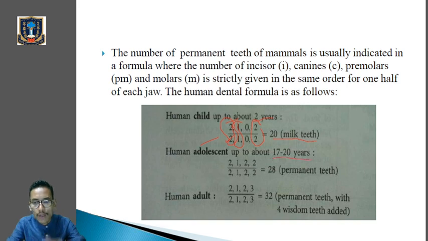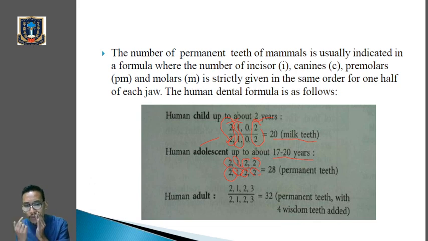Again we are going to learn 1/2 of each jaw. So how many incisors are there? Just look over here. 2 incisors in the upper part, canine 1. Now we are finding premolars. How many? 2 premolars. And how many molars? 2 molars. Similarly in the lower half, 2 incisors, 1 canine, 2 premolars and 2 molars. Now count the number of teeth in 1/2 of each jaw. 2, 3, 4, 5, 6, 7. 7 plus 7 will be 14. So in 1/2 of each jaw there are 14 teeth.